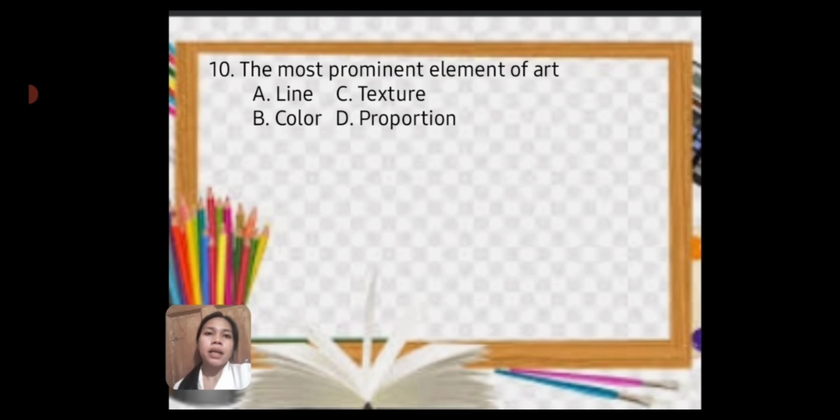Number 10, the most prominent element of arts. So letter A, line. Letter B, color. Letter C, texture. And letter D, proportion. So the answer for this is letter B, color.